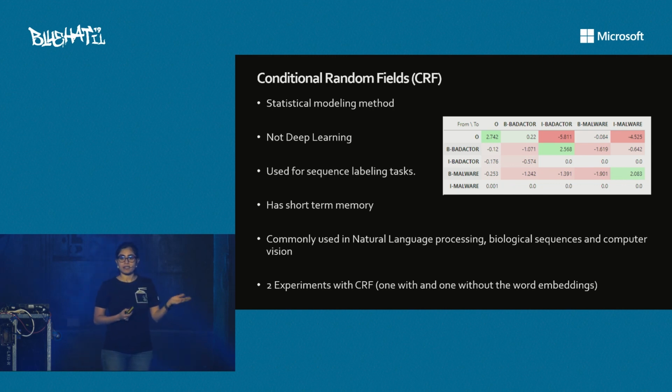And in our experiment, we tried two versions of the CRF, one with embeddings and one without embeddings, just with the traditional features. That was because we wanted to make sure that the word embeddings were adding value to the model.